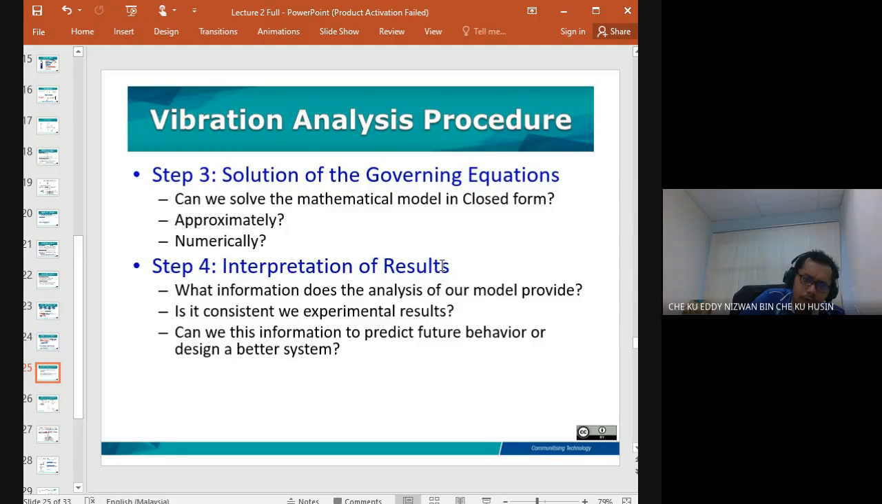Information. What information does the analysis in our model provide? Okay, the information, which is all the parameters, and consistent with the experiment result. So basically, if you're going to develop numerical solutions, the most important thing that you have to do is compare with the experimental data. Ensure that the model you develop is equivalent to the actual model.